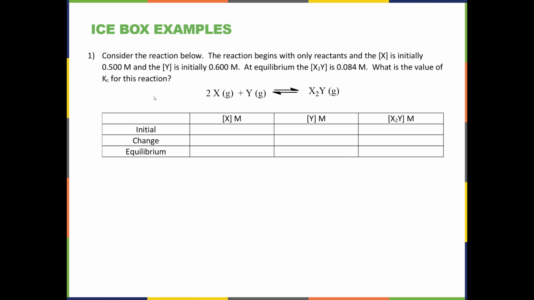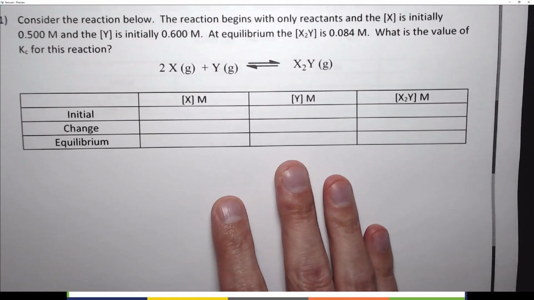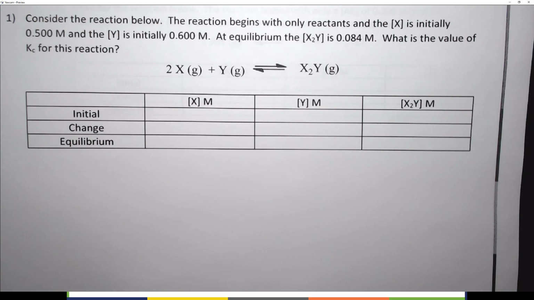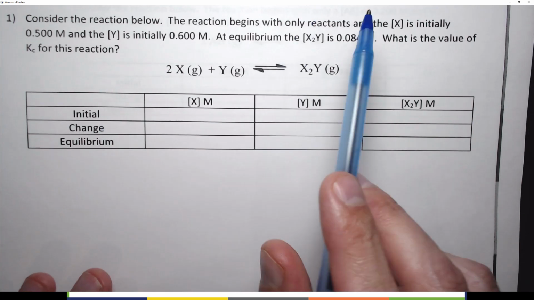It says consider the reaction below. If the reaction begins with only reactants and the concentration of X is initially 0.5 molar and the concentration of Y is initially 0.6 molar, at equilibrium the concentration of X2Y is 0.084 molar. What is the value of Kc for this reaction? So as usual, I'm not going to try to solve it here. I'm going to switch over to the camera so that I can write on it.